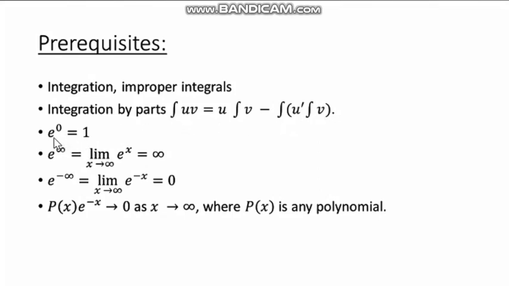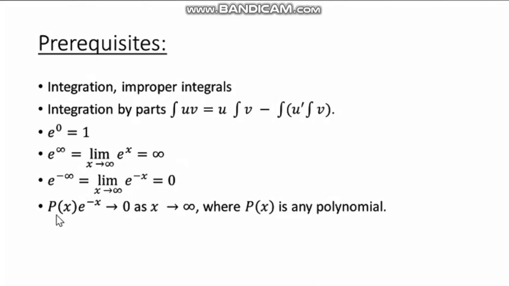You should also keep in mind that e raised to 0 is 1, and e raised to infinity is the limit of e raised to x as x tends to infinity. This is not mathematically proper notation, but by e raised to infinity we mean the limit of e raised to x as x tends to infinity. As you know, e raised to x becomes very large as x becomes very large, so the limit is plus infinity. And e raised to minus infinity is the limit of e raised to minus x as x tends to infinity, so it goes to 1 by infinity, roughly speaking, so it is equal to 0.